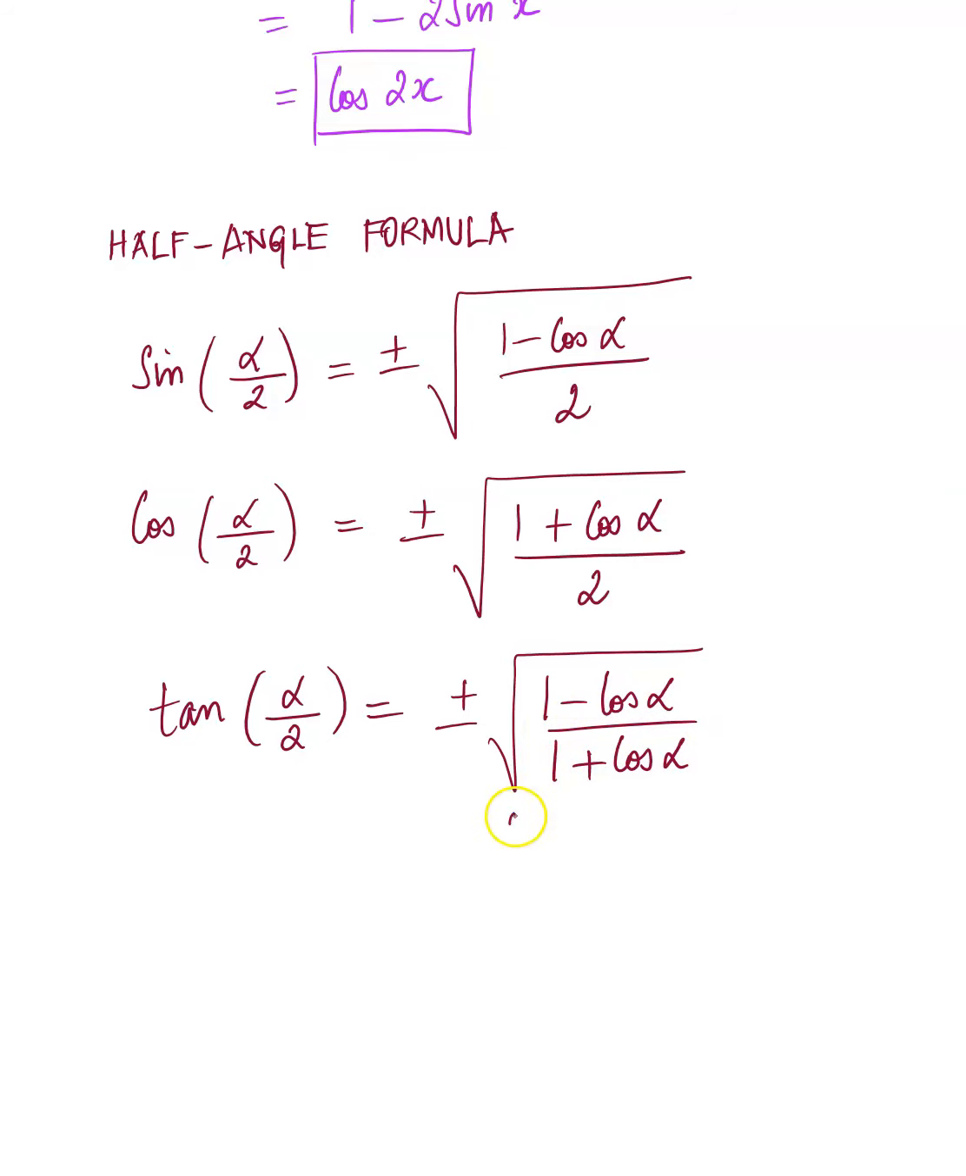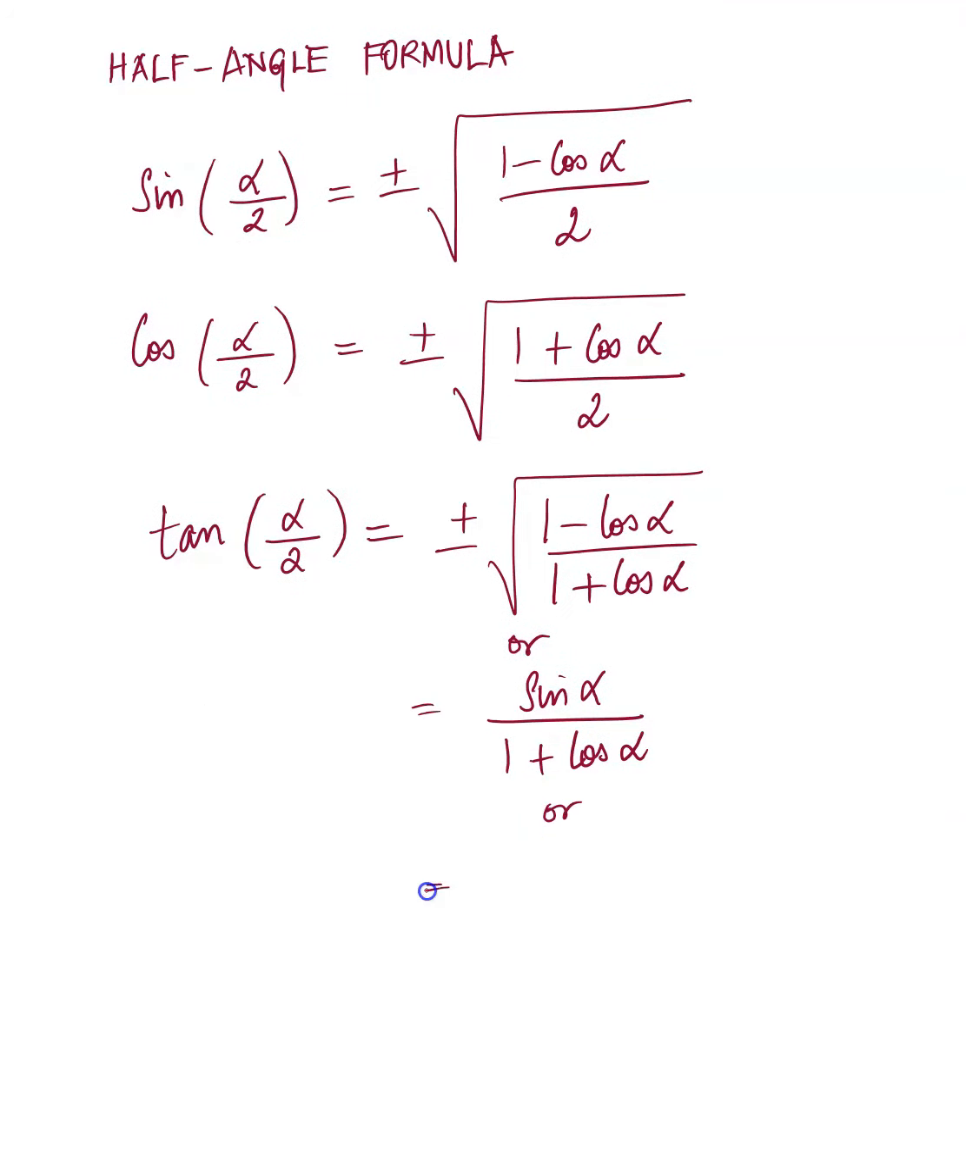You could use this, or sine alpha over 1 plus cosine alpha, or 1 minus cosine alpha over sine alpha. So tan alpha over 2 has several variations. Let's now write the power reduction formula. Now as you can see, it says half angle, so half the angle. Power reduction means you're trying to reduce the power. And I will come back and compare the two.